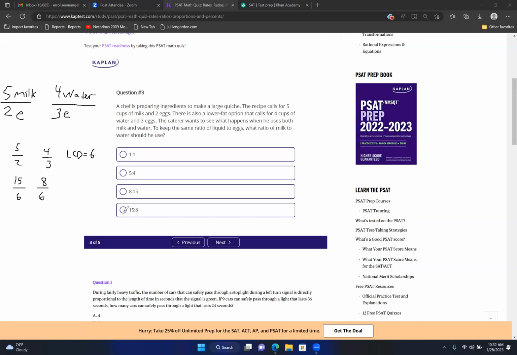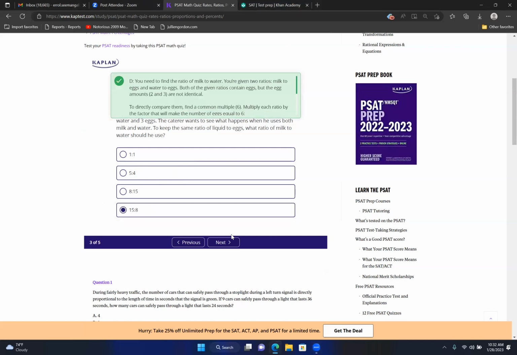So is that this last one right here, 15/8? It's basically asking what those numbers are, 15 to 8. Okay. 15 to 8, that one. Okay, good.